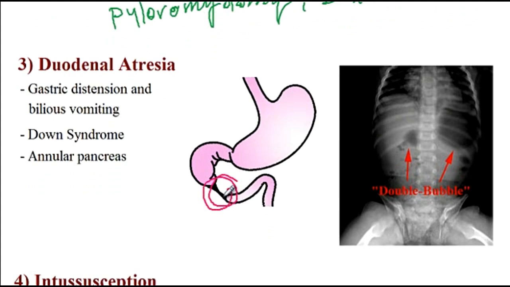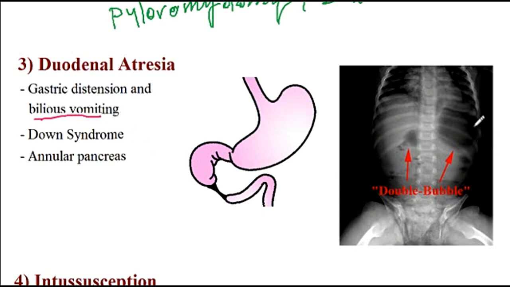The next condition is duodenal atresia, where there is a closure of a portion of a lumen of the duodenum, as a consequence of which these patients present with gastric distension and bilious vomiting. So since the gallbladder has already emptied inside the duodenum, therefore bile is mixed with the GI content, and so these patients will have bilious vomiting.